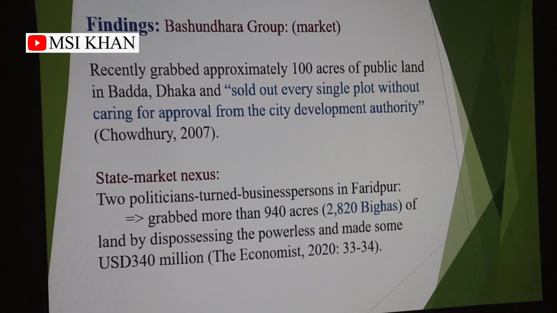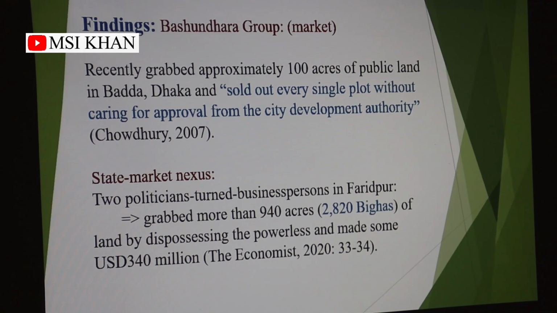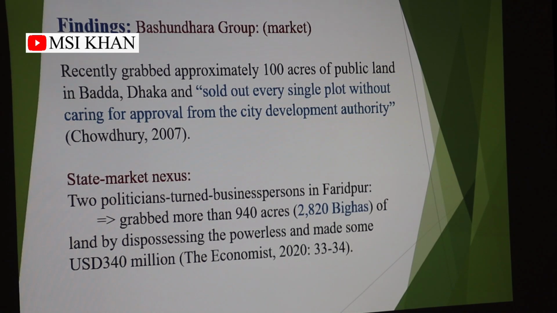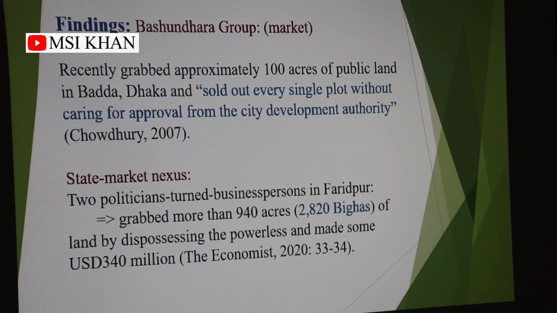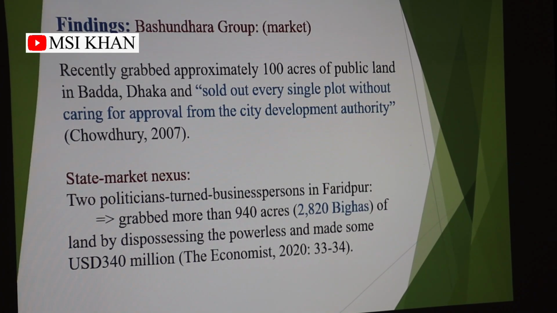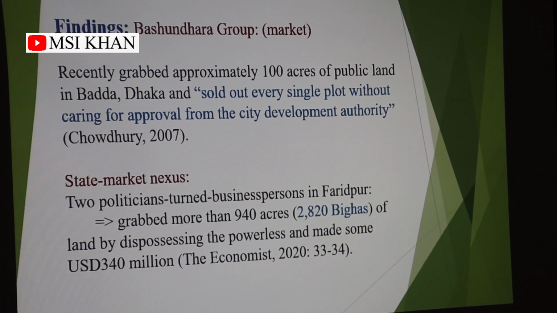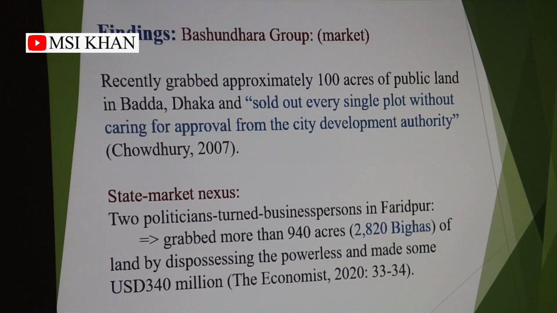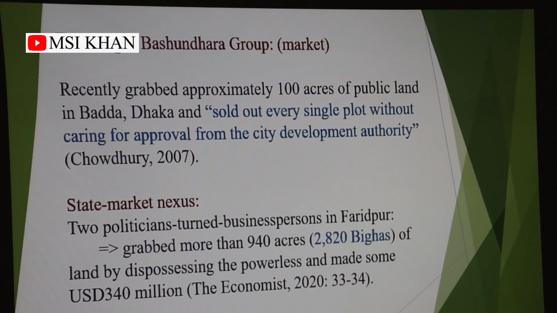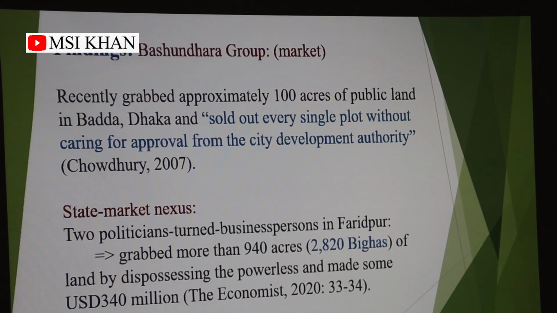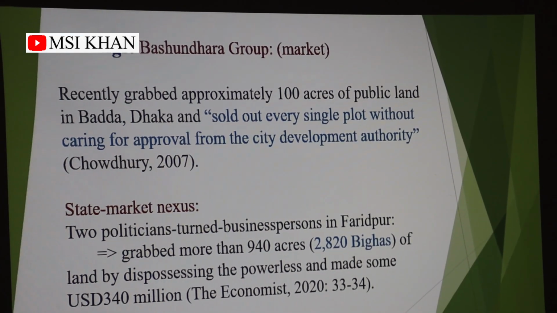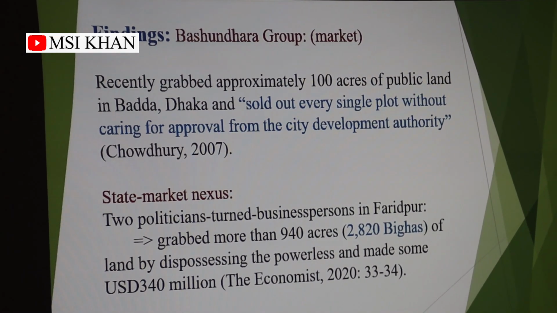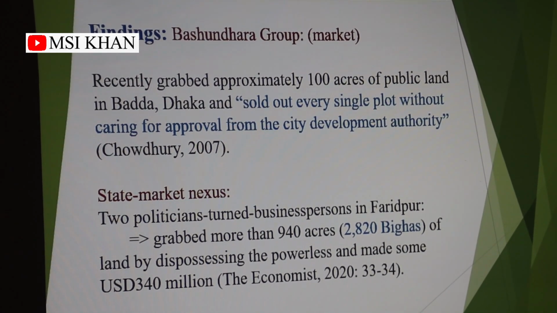It grabbed 100 acres of land and the government didn't have any idea, they knew nothing. And they took it and they sold every piece of the land. See the power of a capitalist. Sold out every single plot without caring for approval from the city development authority. So then the state-market nexus in Bangladesh, how actually this nexus works.